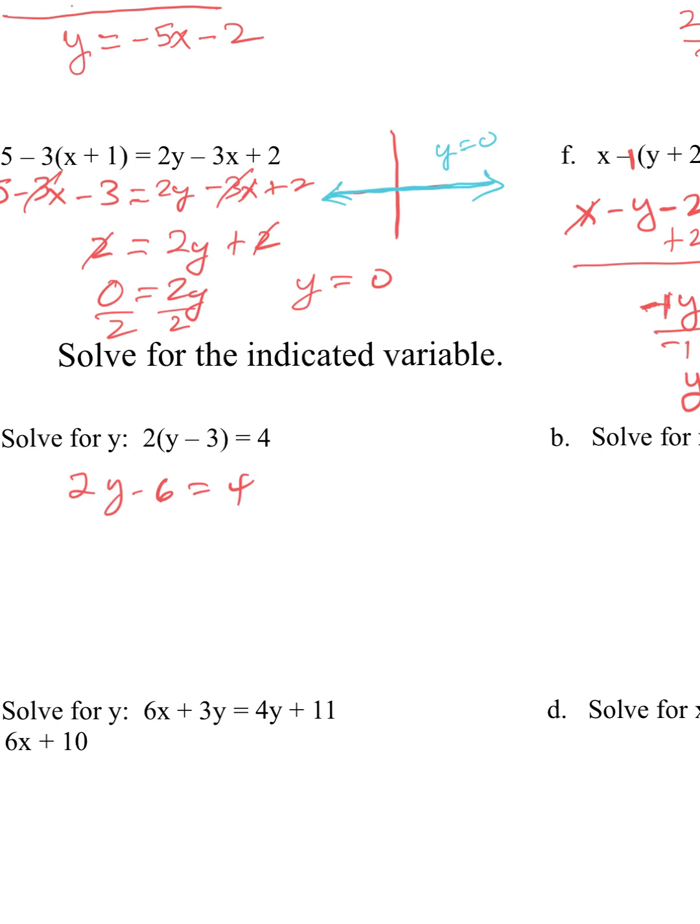The first thing we did to y was multiply by 2, and then the last thing we did was minus 6 to 2y, so that means we add 6 to both sides. Always the opposite. Then you're going to get 2y equals 10. Divide by 2, and you get y is equal to 5. Okay?